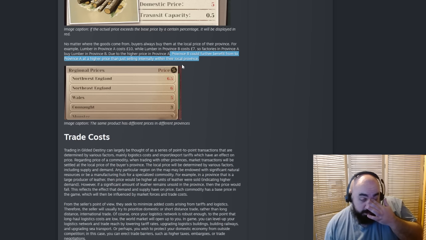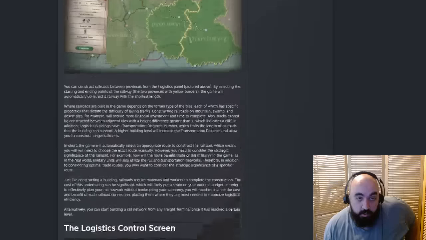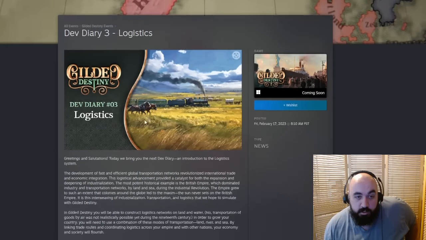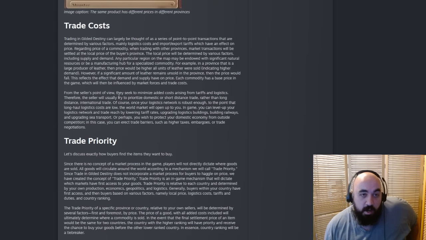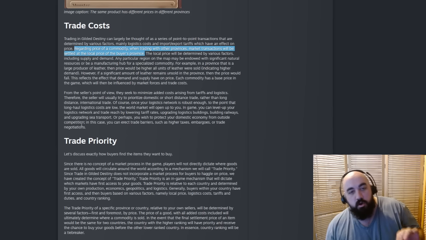So this will place demand on the infrastructure, or, coming back to this tab, the logistics, right? Okay. Trade costs. Trading in Gilded Destiny can largely be thought of as a series of point-to-point transactions that are determined by various factors, mainly logistics costs and import-export tariffs, which will have an effect on price. Regarding the price of a commodity, when trading with other provinces, market transactions will be settled at the local price of the buyer's province. I wonder if this means it's going to settle a new transaction at every single node.